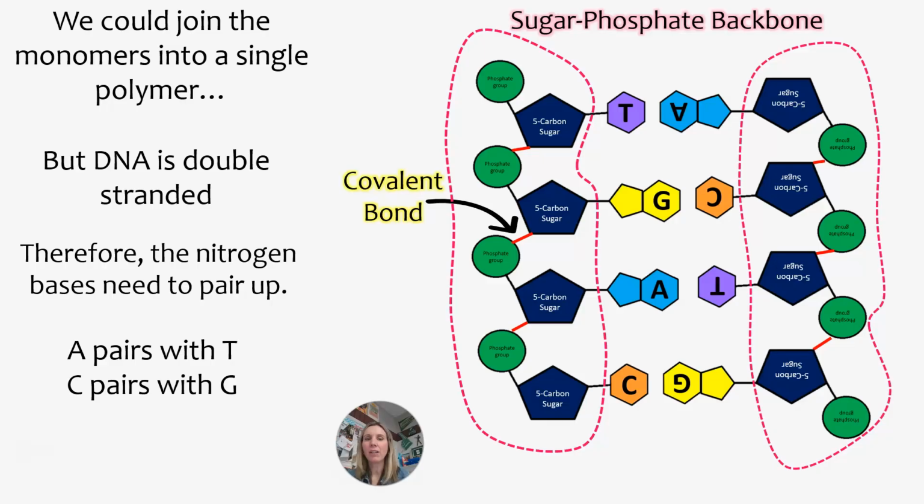At the center of our double helix, or the center of our double-stranded DNA, we have hydrogen bonds. So our adenine and thymine are going to be attracted to each other through hydrogen bonding. So adenine and thymine make 2 hydrogen bonds, and our guanine and cytosine make 3 hydrogen bonds, holding the two sides of our DNA together.